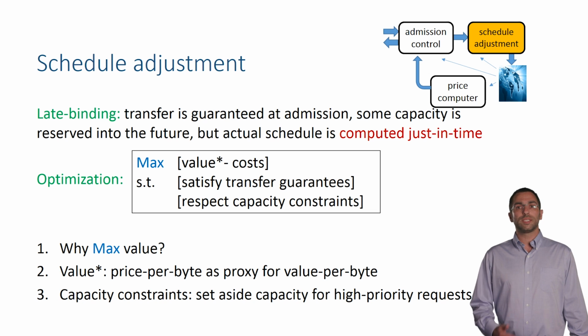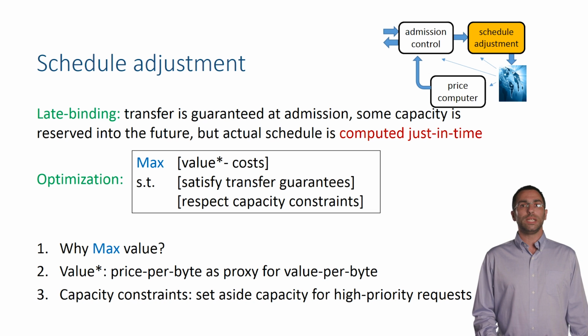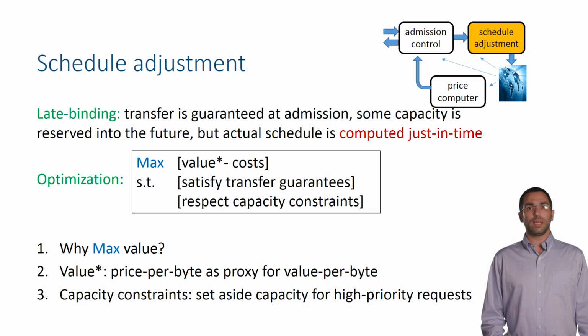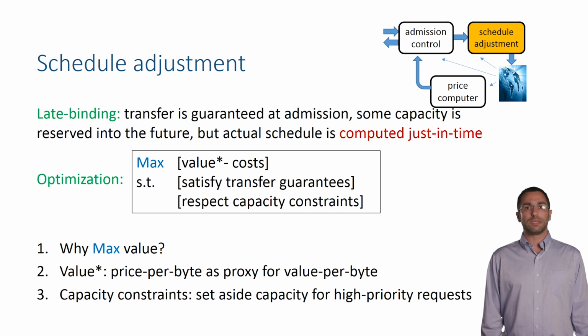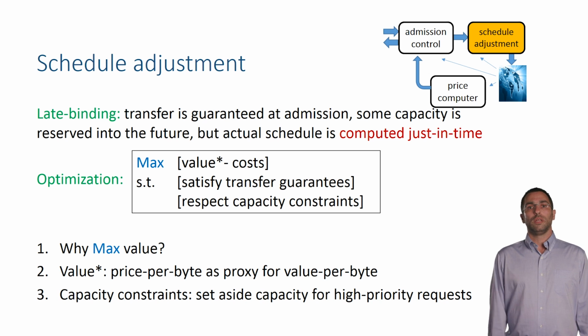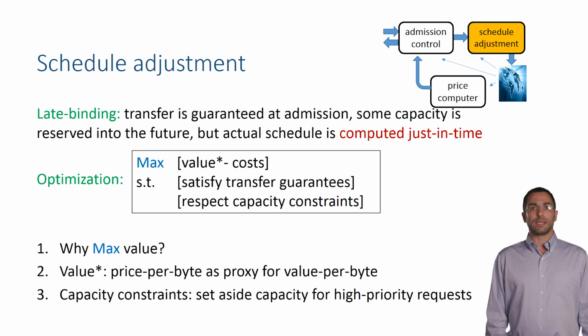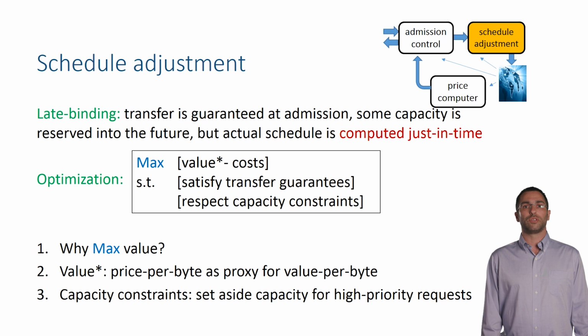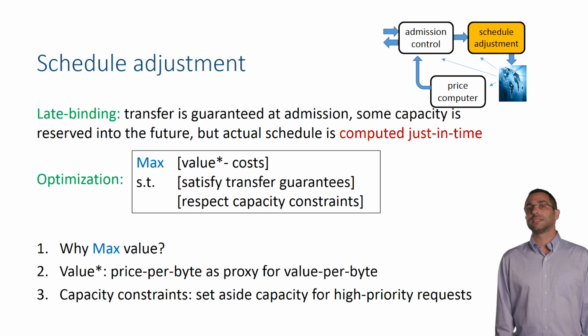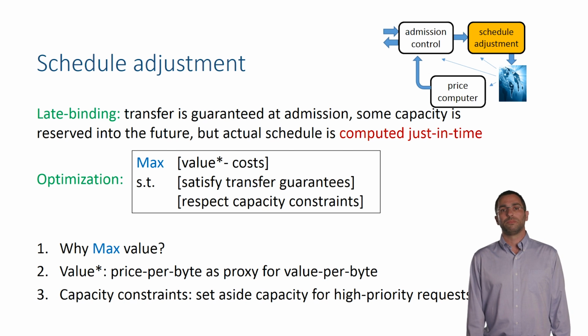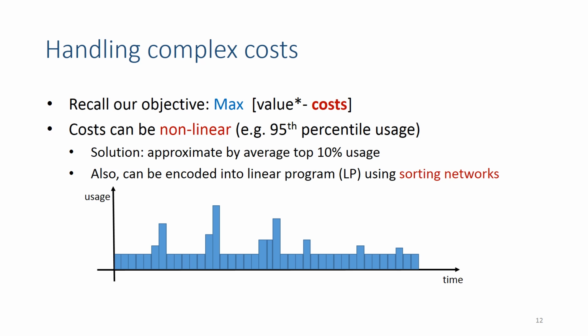Second, we put a star next to the value to indicate that the TE model doesn't really know the value of the requests, but rather uses the price they paid as a proxy for their per byte value. Third, Pretium sets the capacity constraint in a way that leaves some slack for projected high priority traffic. The exact details can be found in the paper. I'd like to focus now on the cost term in the objective function.